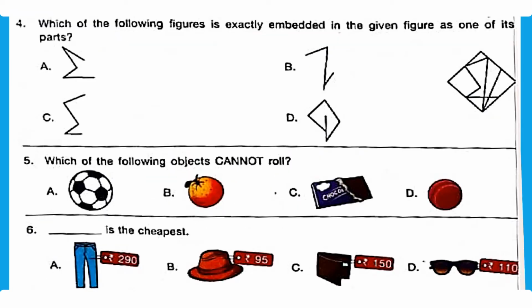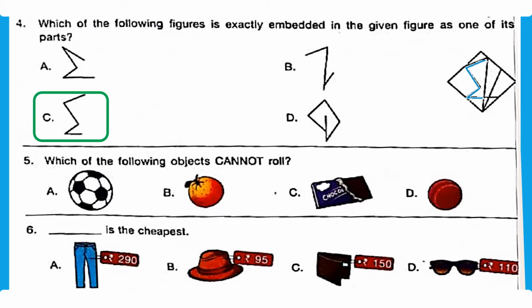Question 4. Which of the following figures is exactly embedded in the given figure as one of its parts? So what we have to find among A, B, C, D, which if picked and placed on the figure, exactly matches. So here if you see option C, this is something which can exactly go and embed on the figure. Now let me show you. It's here. Did you see? So option C is the right answer.